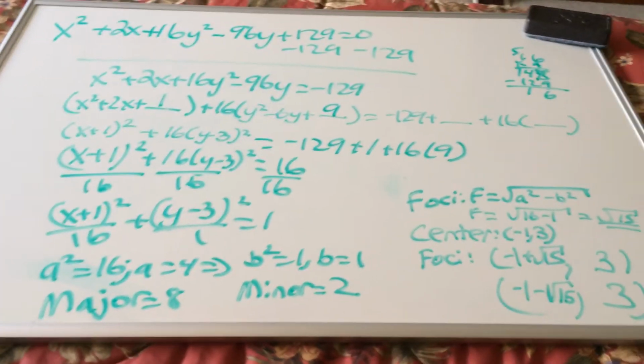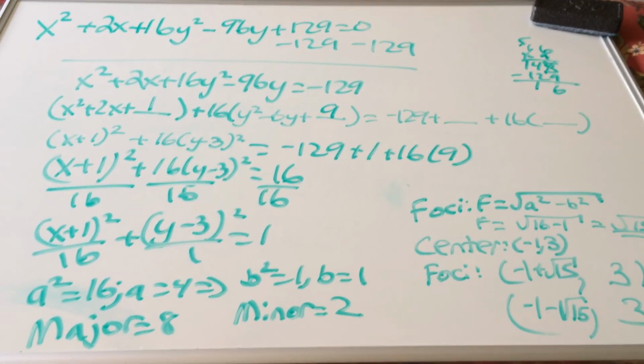That's how you do this ellipse problem. Completing the square, problem number 3. Going to zoom out, give everybody a panoramic view.